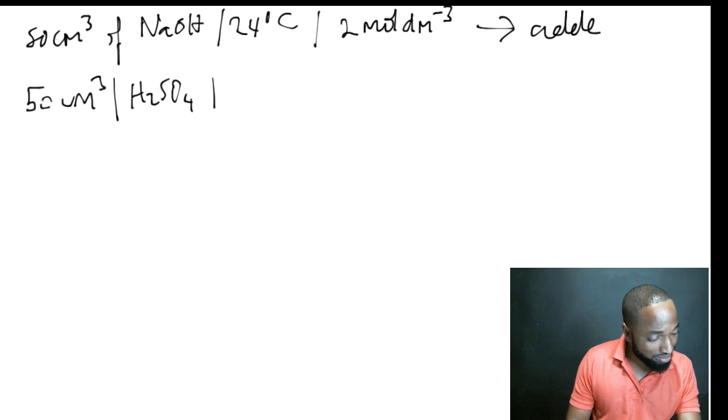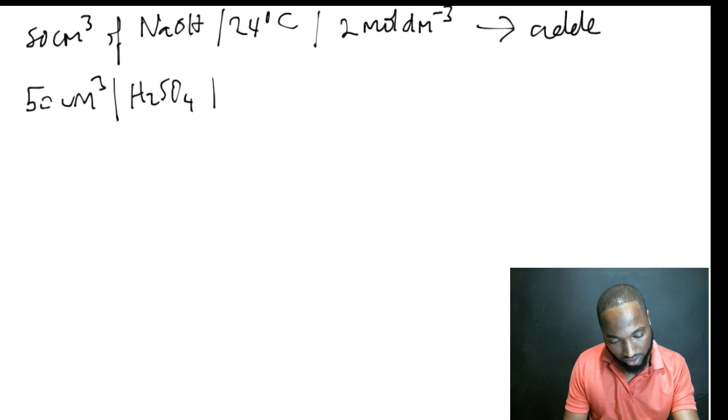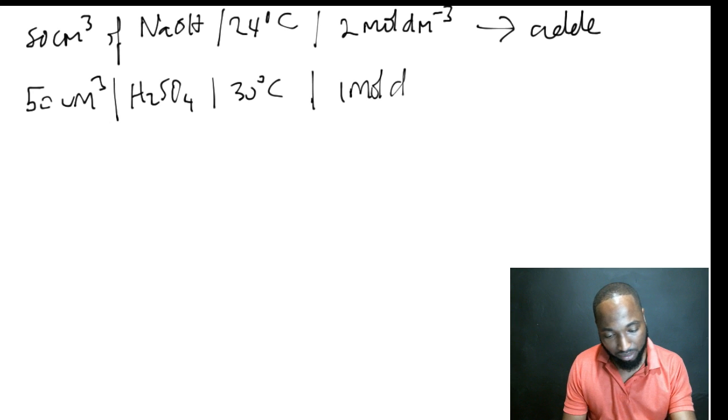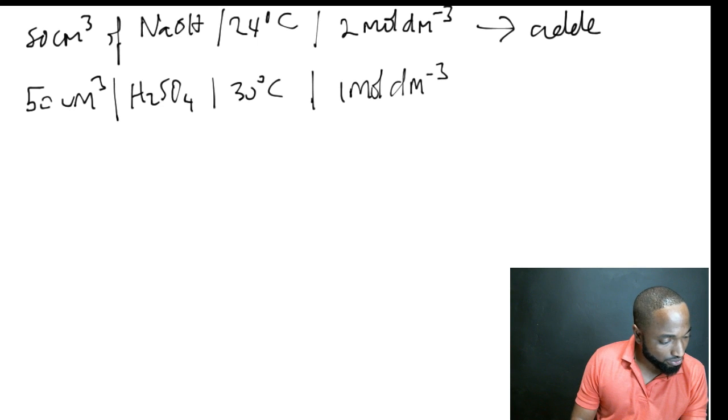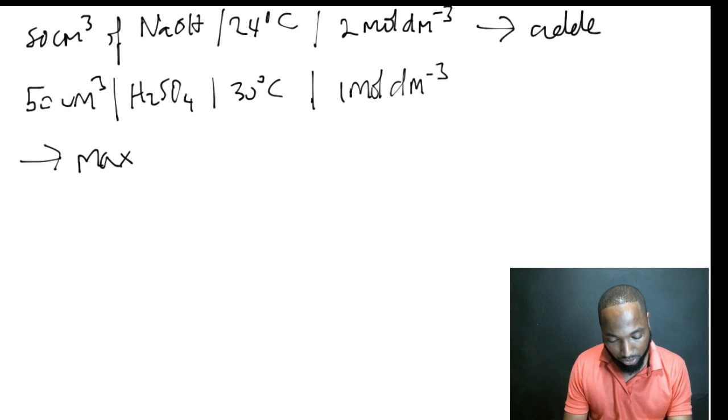I'm trying to write out this question here. 1 mole per dm³. I'm going to put the temperature first. 30 degrees and 1 more. This question is lengthy, not hard. And when we mix them together, the max temperature reached was 43.2. Anybody could do this question?